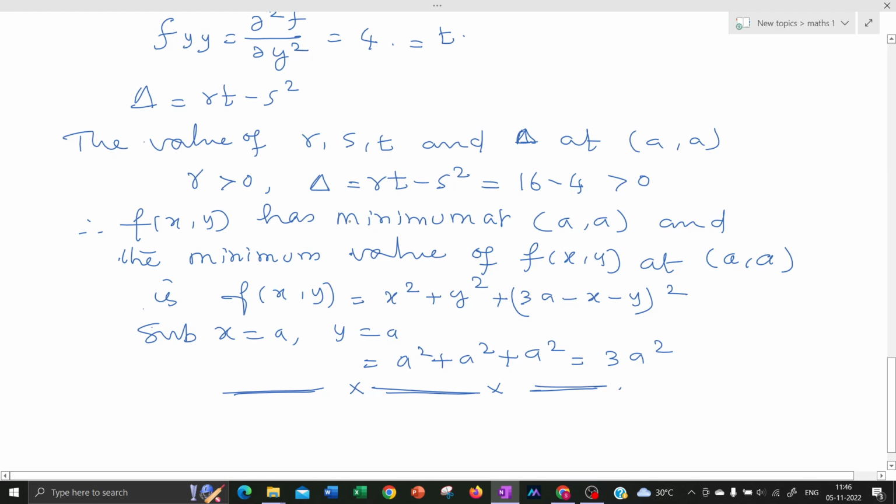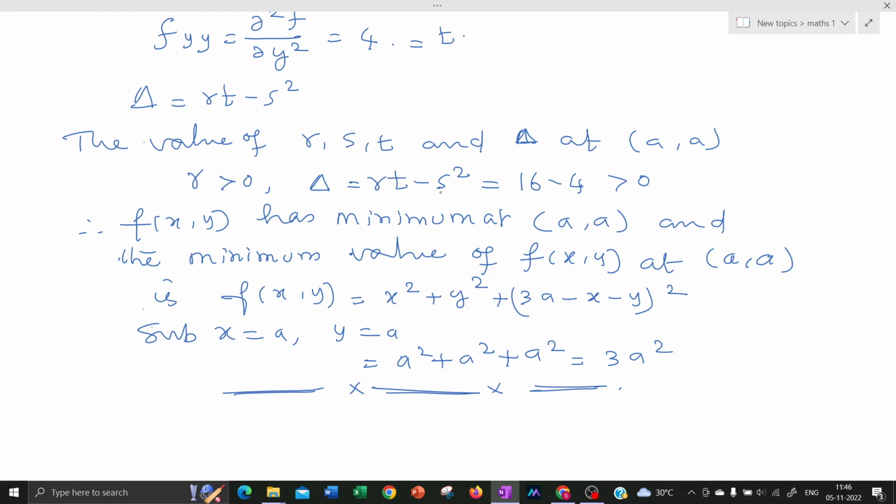What is the value of r, s, t? That means second order partial derivatives and delta value at a comma a. First one, r is greater than 0 because r is already constant. R is 4. So when r is 4, no need to substitute any value in this. So already it is greater than 0.